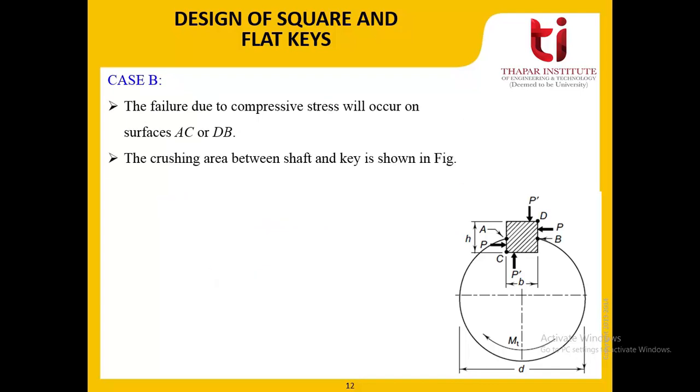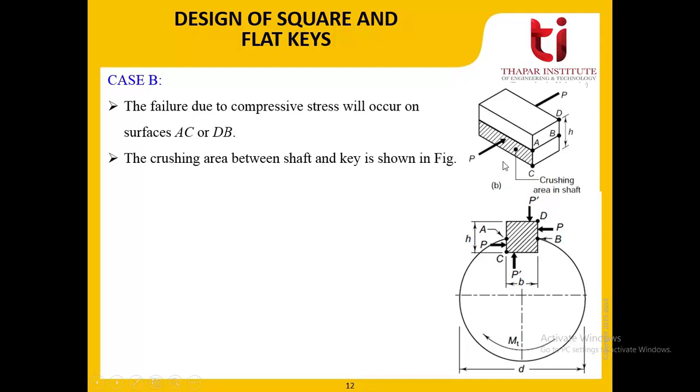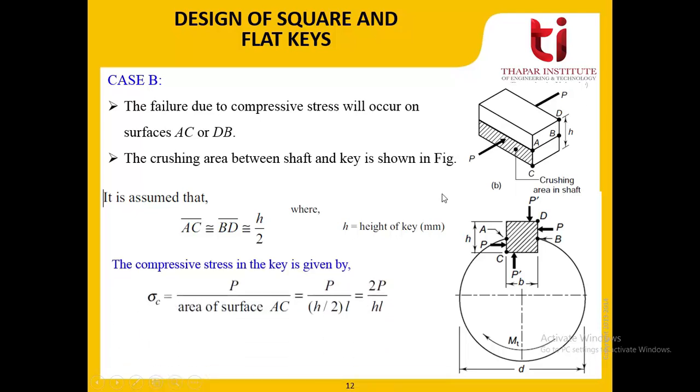Now if you look at case B, when the failure is because of compressive stress, we can assume that the key is being compressed because of this force P. When it is being compressed, the effective area will be this area, right? We can generally assume that it is h by 2, because total height is h. So the area of the surface will be h by 2 times L, so the stress will be equal to 2P by hL, right? So this is compressive stress.